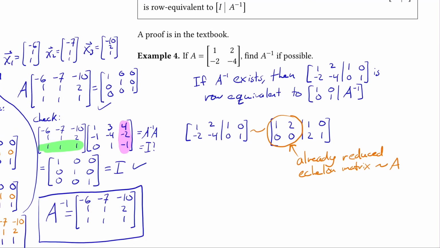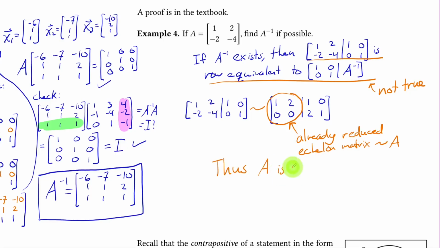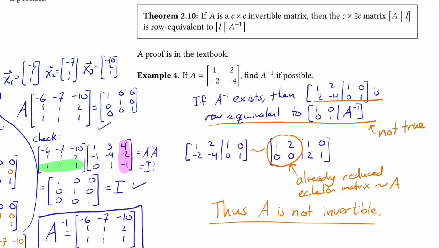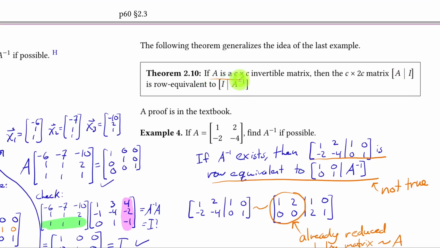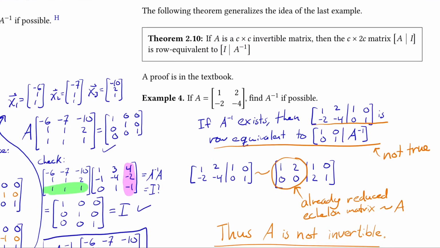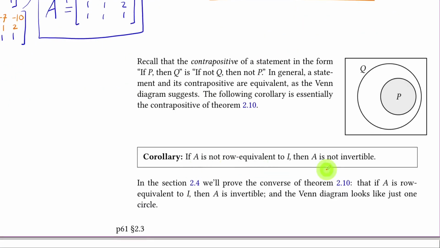So in other words, this statement here, that this augmented matrix is row equivalent to this other augmented matrix, is not true. And if that's not true, then A inverse doesn't exist, because if A inverse did exist, that would be true. So if a matrix is not row equivalent to the identity matrix, then that means that A is not invertible. And that's my justification for this corollary here.